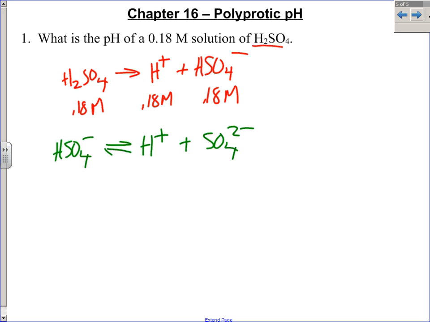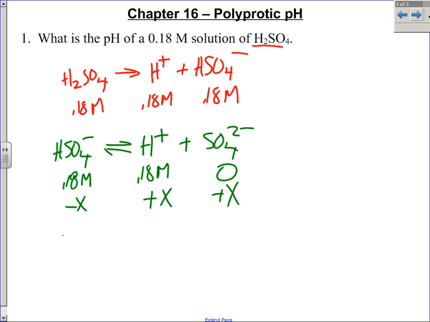So I know that my HSO4 minus from the previous problem was 0.18 molar. And I know my H plus was 0.18 molar. And before this thing dissociates, I'm going to have 0 of that. So obviously it's going to shift to the right, which is this down x, this is up x, and this is up x.